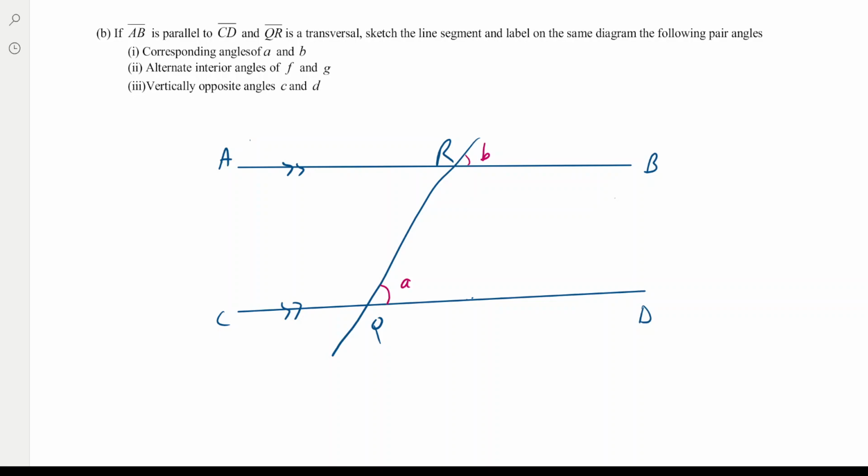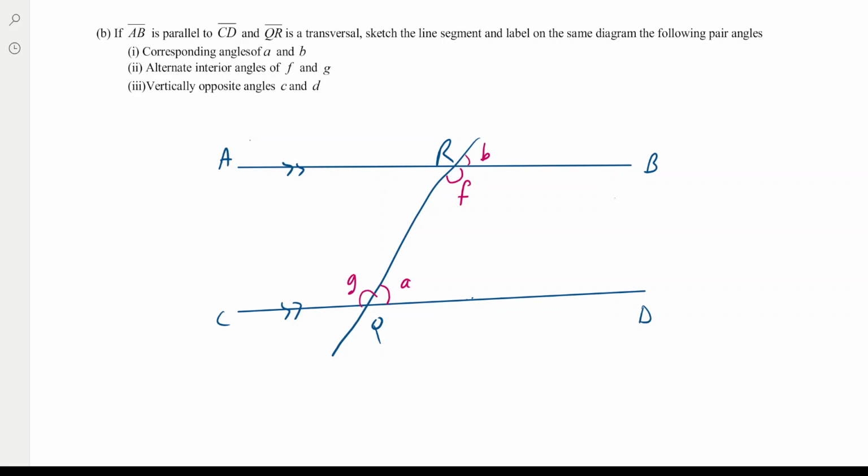Alternate interior angles F and G. So if this is F, dear students, and this one here is going to be G, and these angles are equal.